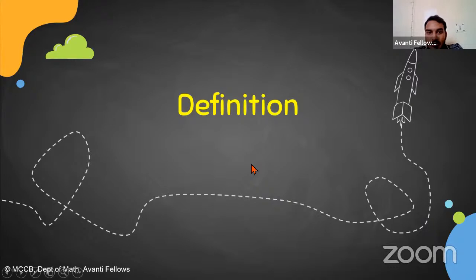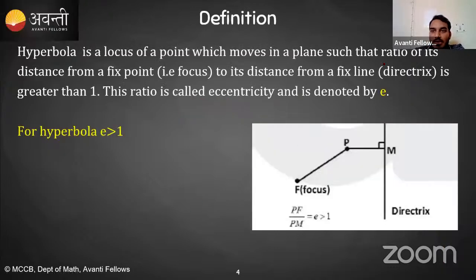What is hyperbola exactly? From the definition of the conic, you can say that hyperbola is a locus of a point which moves in a plane such that its ratio of its distance from a fixed point. Let's say this point is the locus, this is a fixed line, and this F is a fixed point. So what is a hyperbola? It is a locus of a point P which moves in a plane such that the ratio of its distance from a fixed point, that is the focus, to its distance from a fixed line, which is known as the directrix, is greater than 1.